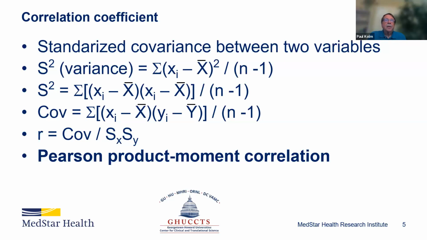Using this notation, then we can define the covariance as the sum of the difference between one variable's observations minus the mean of that variable times the observations of the other variable minus the mean of that variable. And so we call the two variables X and Y. And then the correlation is equal to this covariance divided by the product of the standard deviations of the two variables. And this is commonly known, or maybe not commonly known, but this is the Pearson product moment correlation.